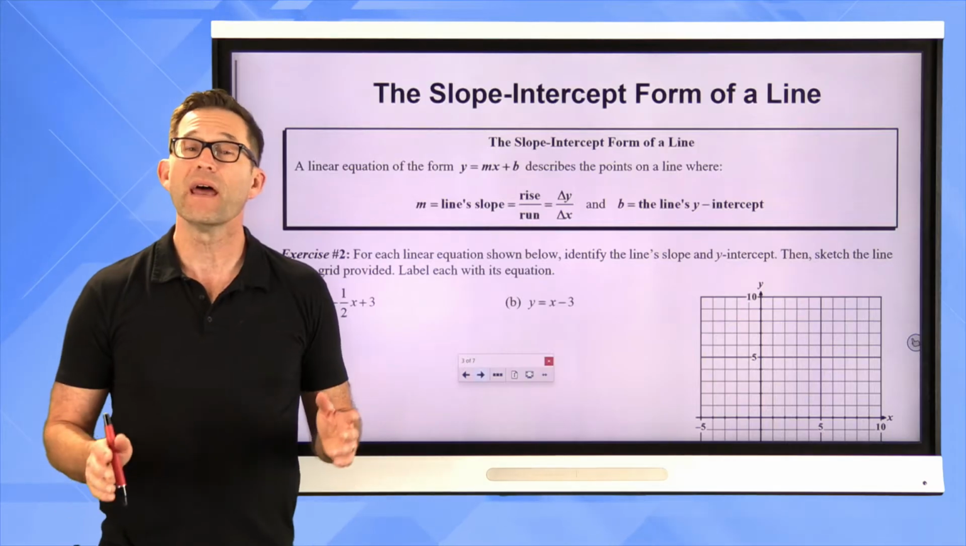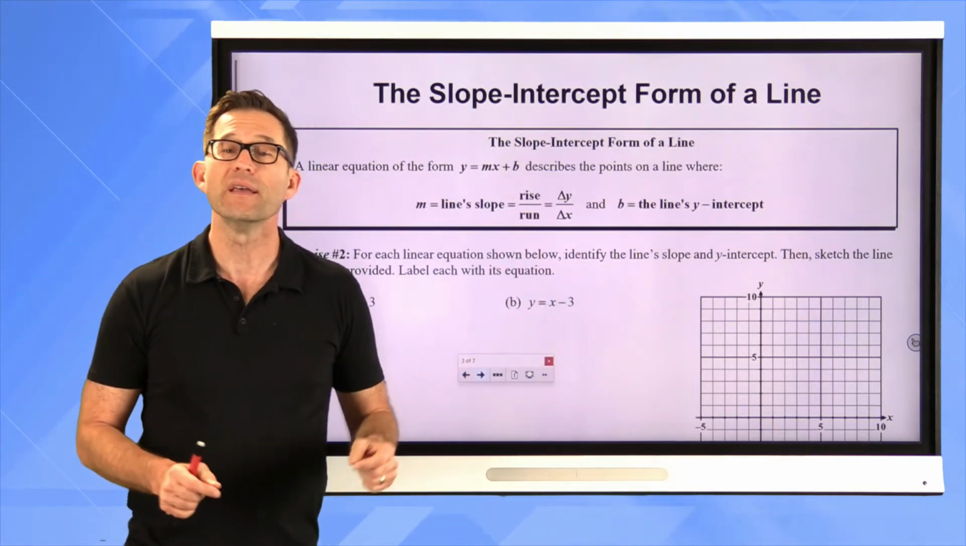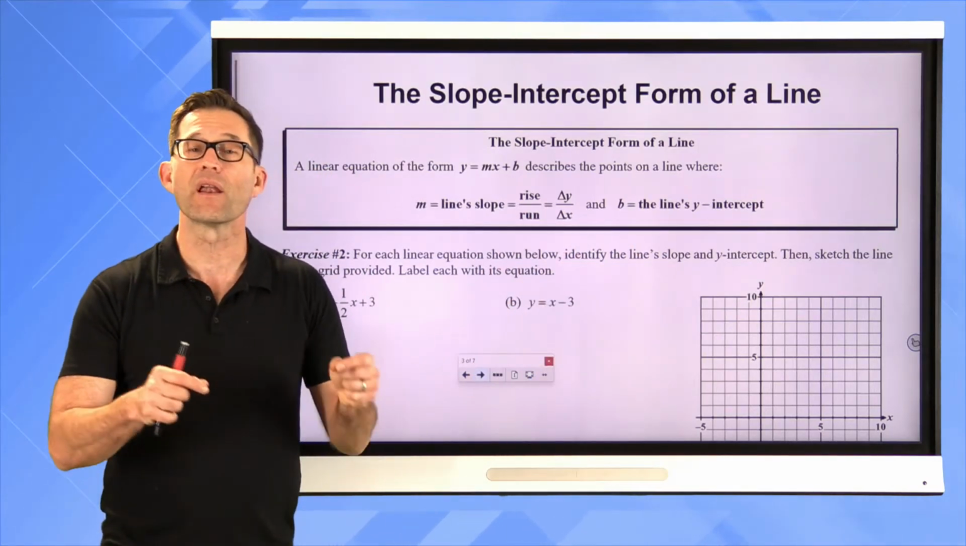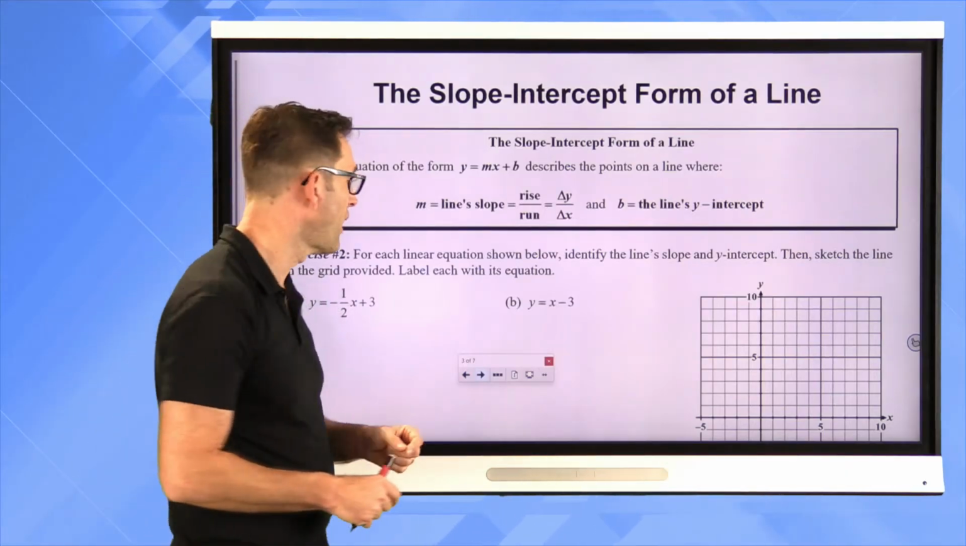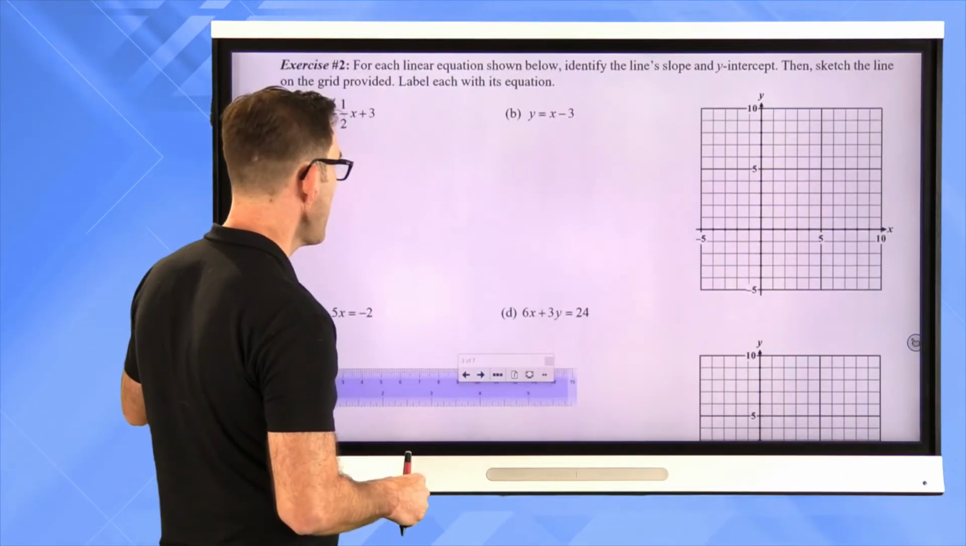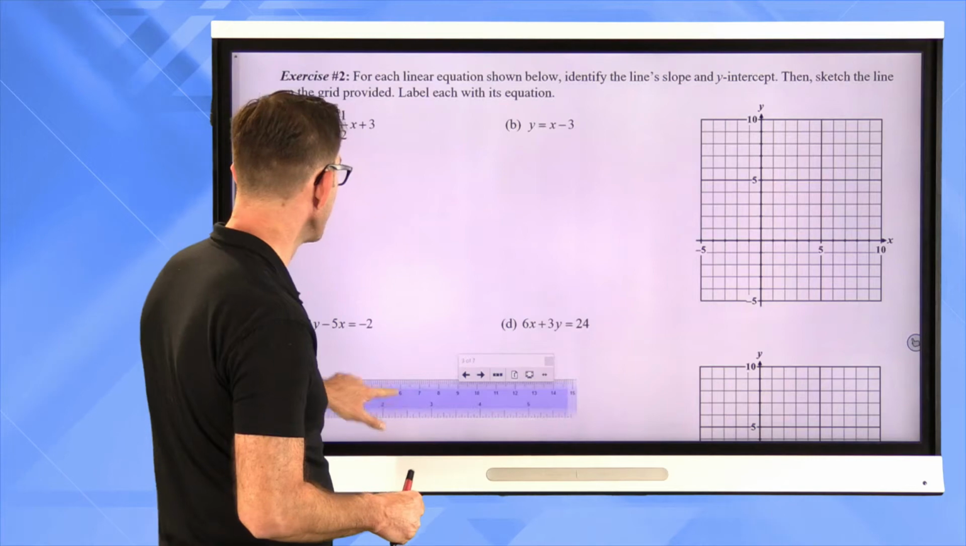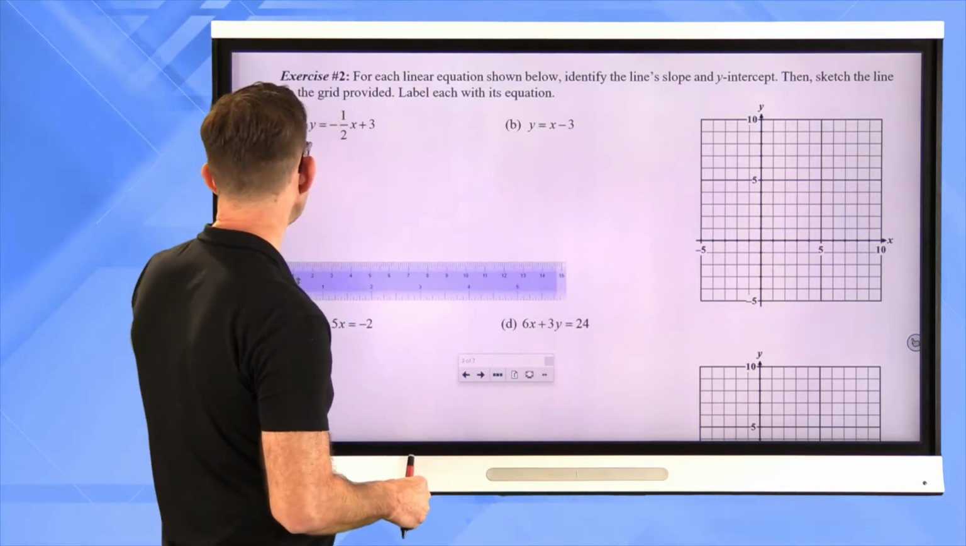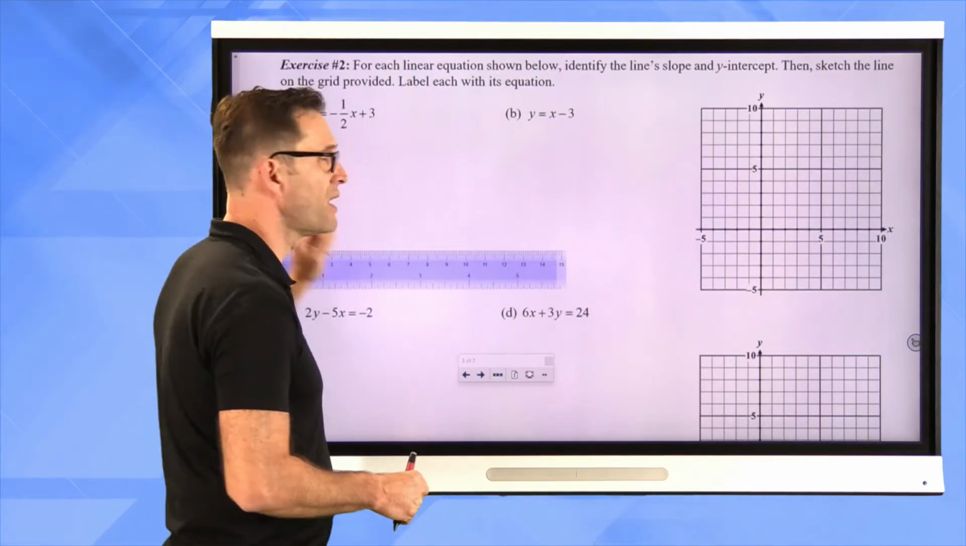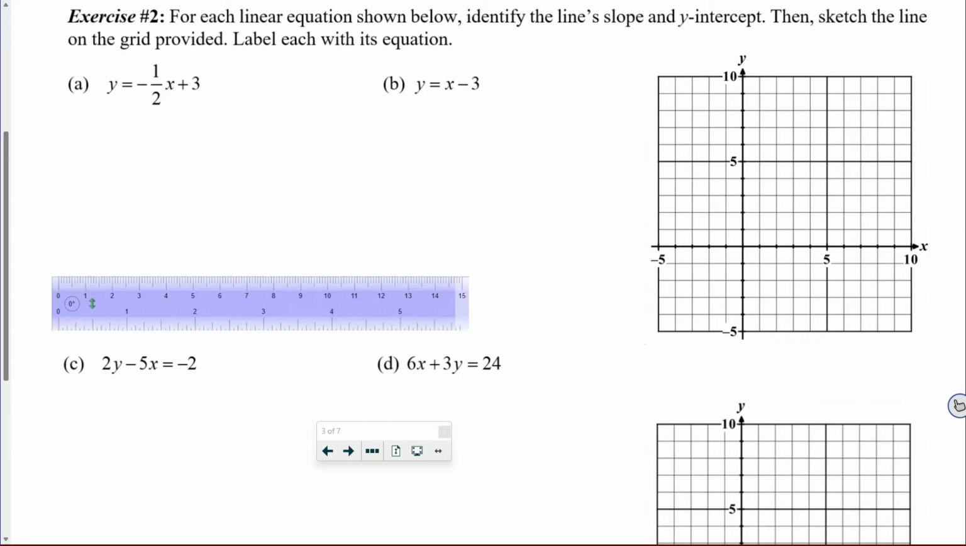All right. Now, what's of course cool about this is that once we have this, it then allows us to plot the lines pretty quickly and easily. Oh, good, I gave myself a ruler this time. Anyway, so let's take a look at exercise number 2. For each linear equation shown below, identify the line's slope and y-intercept. Then sketch the line on the grid provided, label each with its equation.